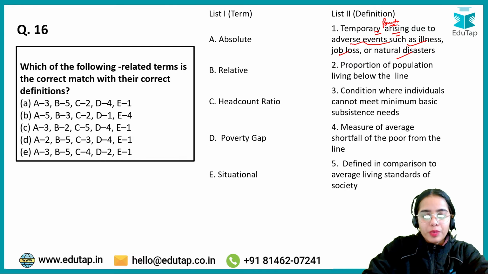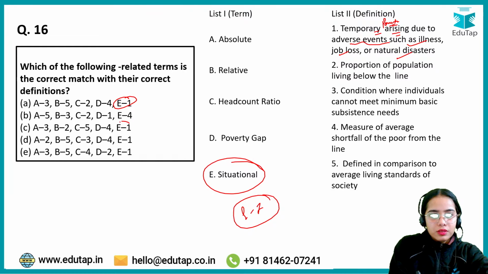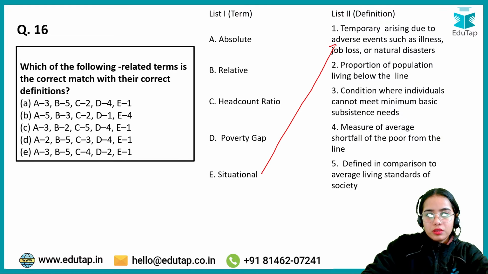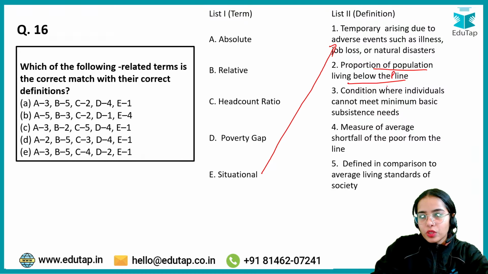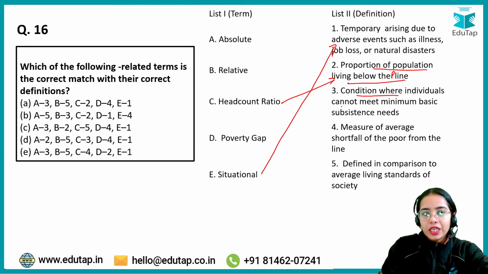So when there is temporary poverty, that is because of situational. That is because of situation. So E matches with 1. Now, proportion of population living below the poverty line. So proportion of population that is living below the poverty line is your headcount ratio. This shows the proportion of population that is living below the poverty line. Condition where individuals cannot meet basic minimum subsistence needs. So it is A matches with 3.